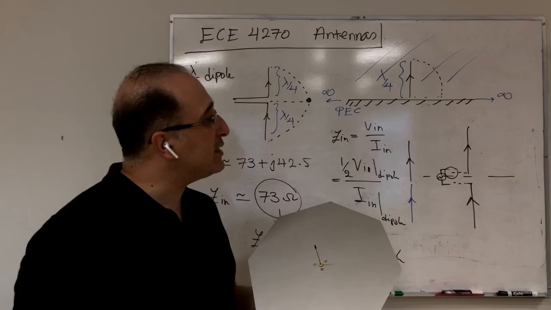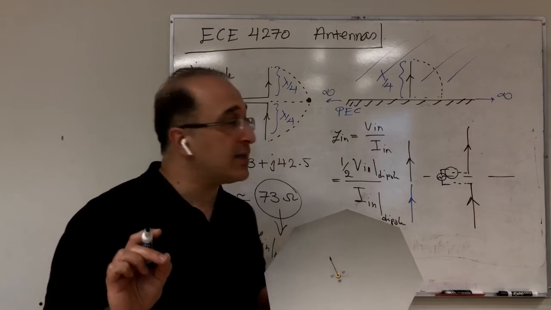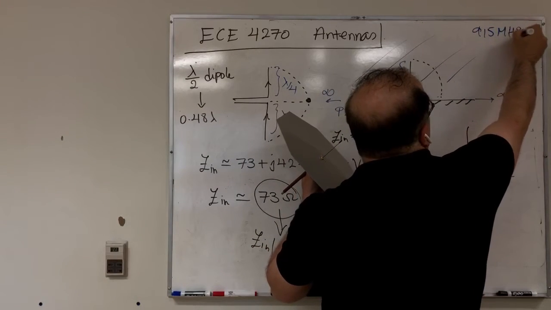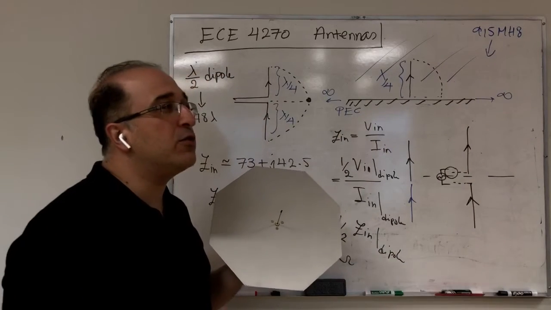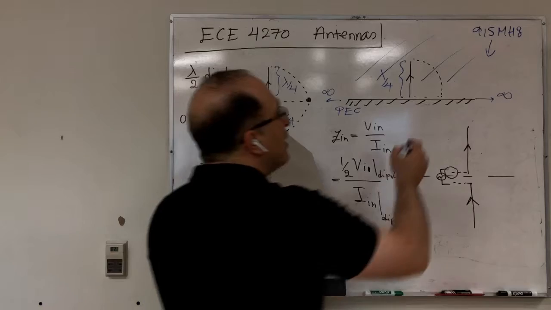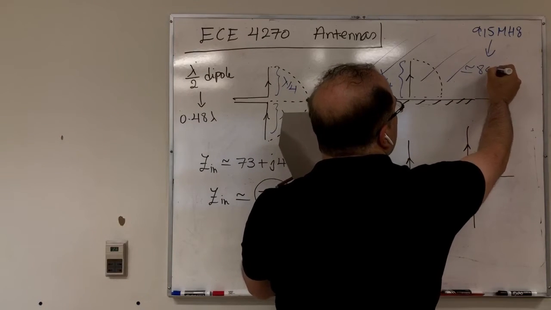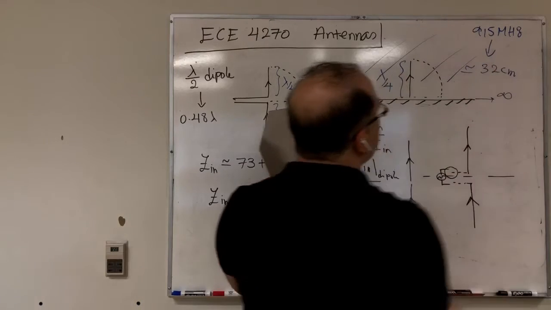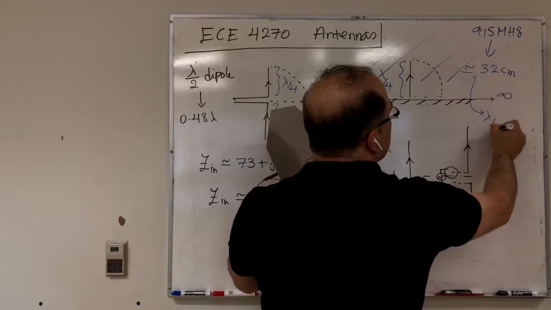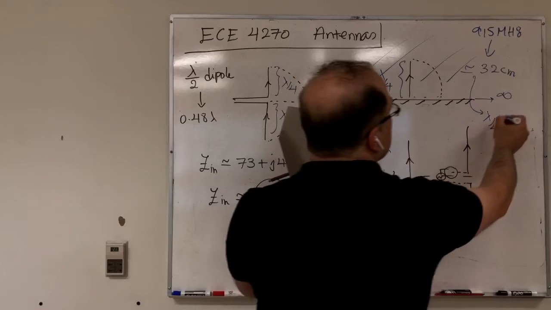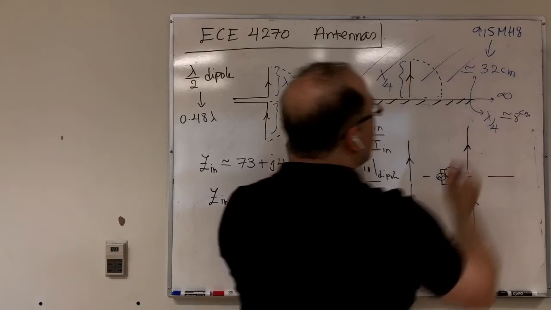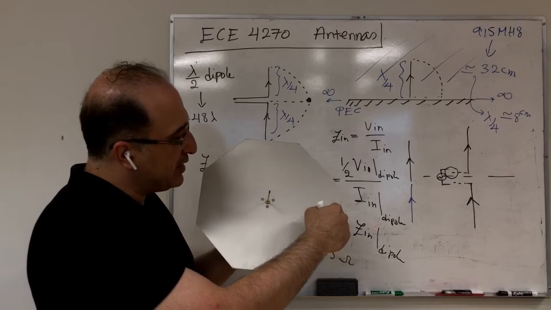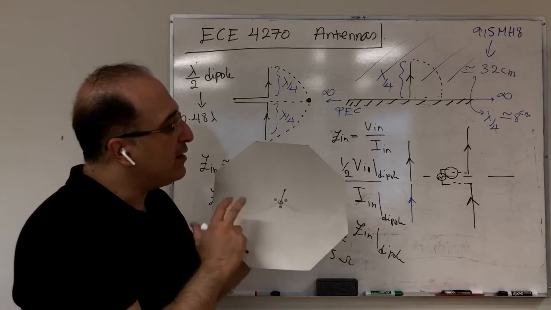For example, the frequency that we are working at is about 1 gigahertz, and to be exact, about 915 megahertz. Now, 915 megahertz, if you convert it to wavelengths, you are looking at something around 32 centimeter. And then the quarter wavelength, which is the length of this, should be around 8 centimeter. You can calculate that more accurately. So this is about 8 centimeter. And if you look at the size of this from this point to this point, this is roughly 32 centimeter.